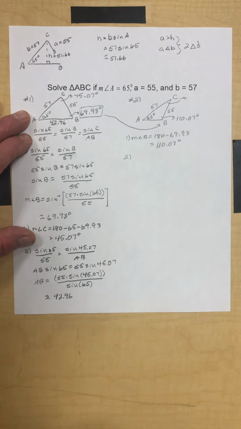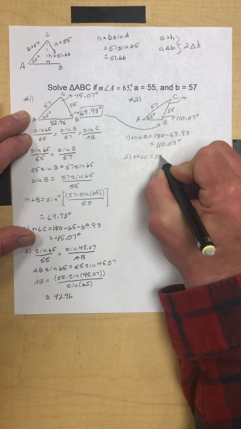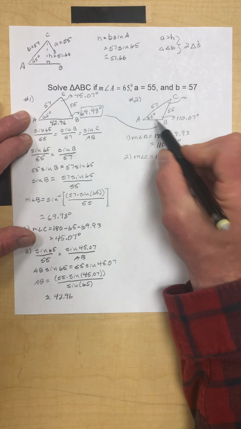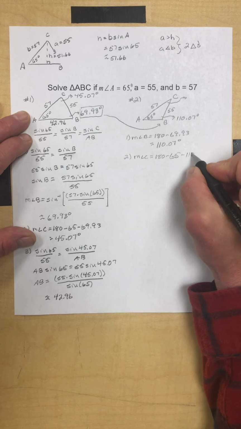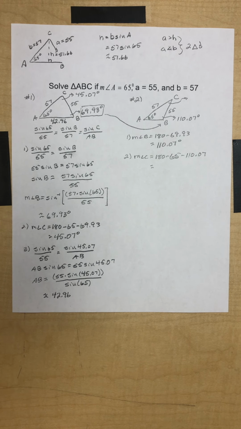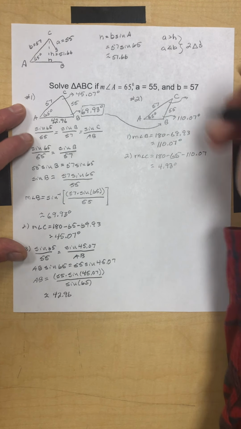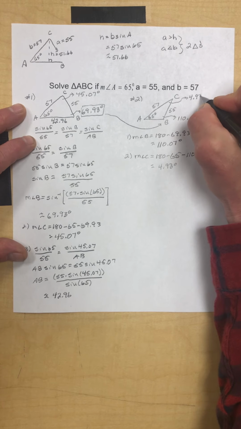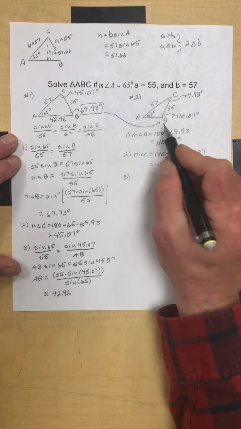Now I can use the triangle sum theorem to find the measure of angle C. So the measure of angle C is 180 minus the 65 minus this 110.07. 180 minus 65 minus 110.07, I'm getting 4.93 degrees. So this angle is 4.93 degrees. The only thing we have left to do over here is find the third side, side AB.